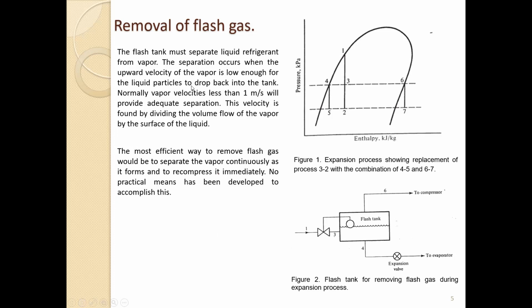The flash tank must separate liquid refrigerant from vapor. The separation occurs when the upward velocity of the vapor is low enough for the liquid particles to drop in the tank. Normally, vapor velocities less than 1 meter per second will provide adequate separation. This velocity is found by dividing the volume flow of the vapor by the surface of the liquid. Now, the most efficient way to remove flash gas would be to separate the vapor continuously as it forms and to recompress it immediately. No practical means has been developed to accomplish this.